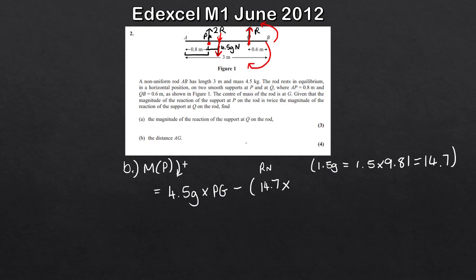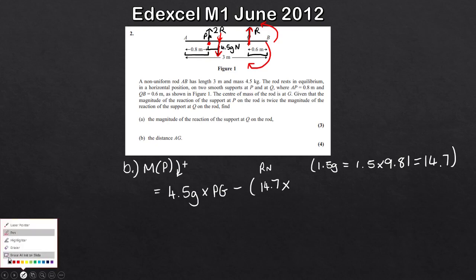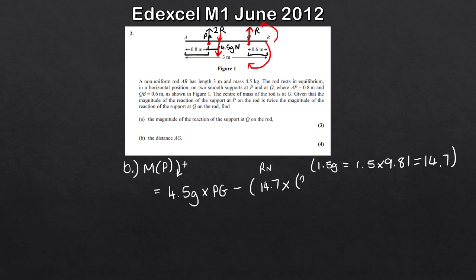Remember, we can actually just work out that length easily. This is why having a diagram is very helpful. We know this length here is 0.6. We know this length here is 0.8. So if the full length is 3, then the length from P to Q must be 3 minus 0.8 plus 0.6, so it's going to be 3 minus 1.4. So we times this by 3 minus 1.4. Now we're going to set this equal to 0. We have no other forces left, so we set this equal to 0.